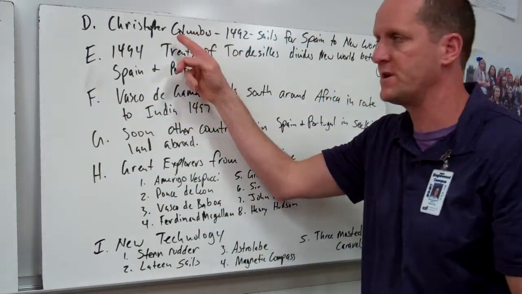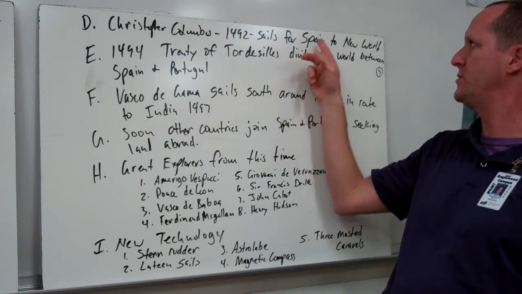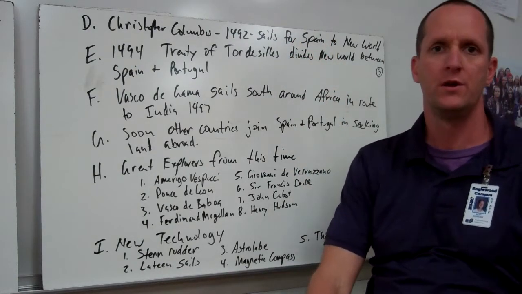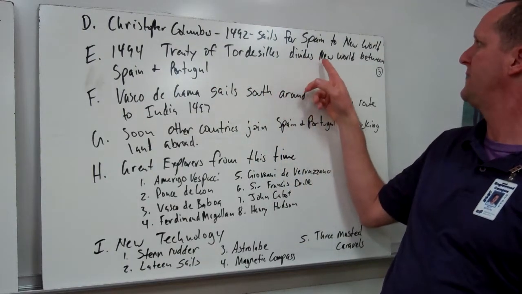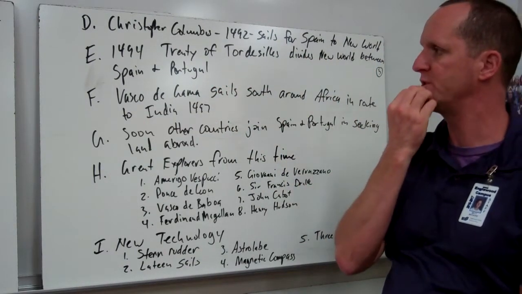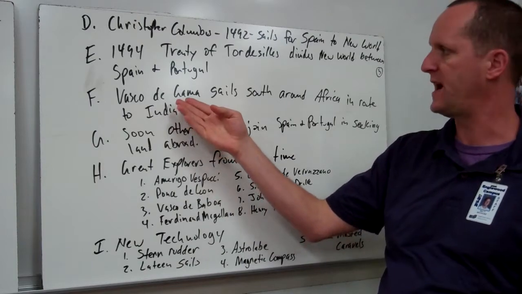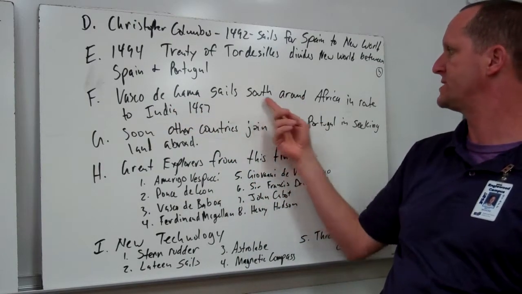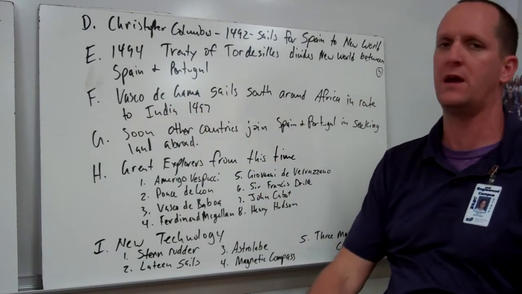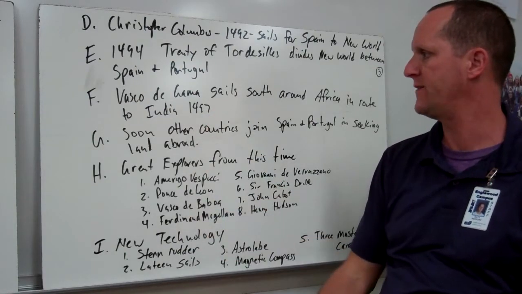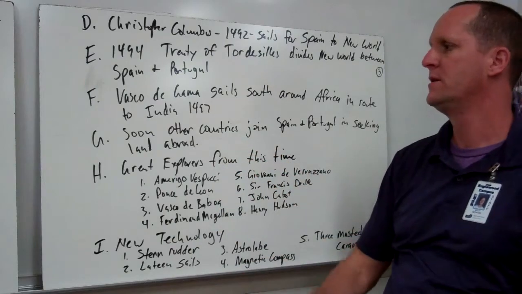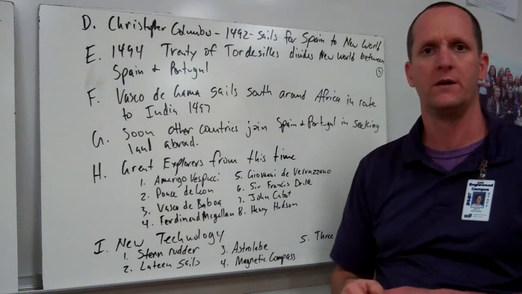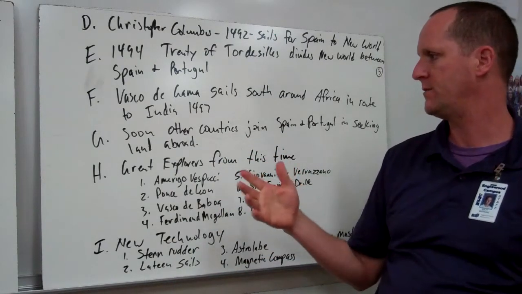Now, a lot of us have heard of Christopher Columbus, 1492, sails for Spain to the New World. 1494, the Treaty of Tordesillas divides the New World between Spain and Portugal. Then we have Vasco da Gama, who sails south around Africa en route to India in 1497. Soon other countries would join Spain and Portugal in seeking land abroad. We're talking about Great Britain and France and many others.